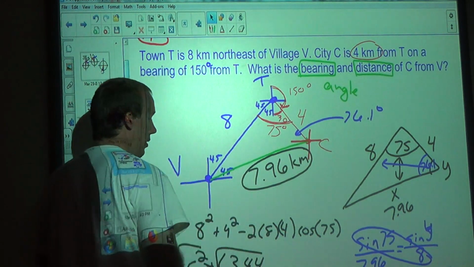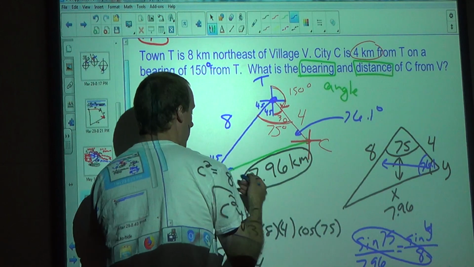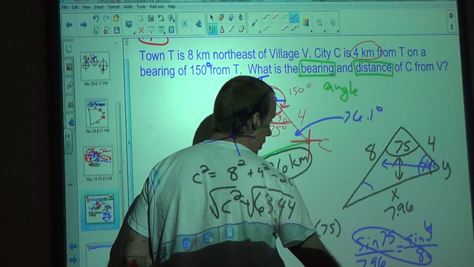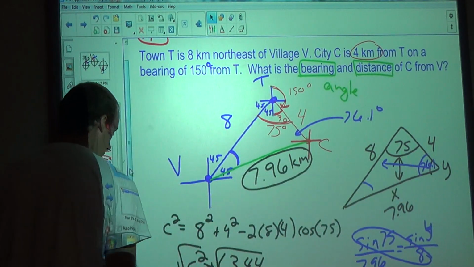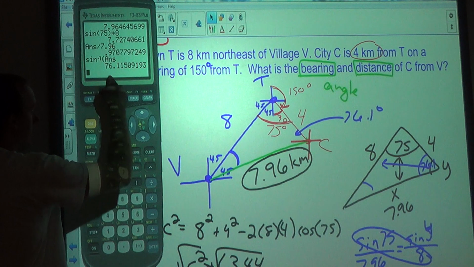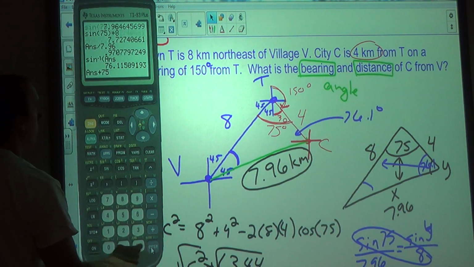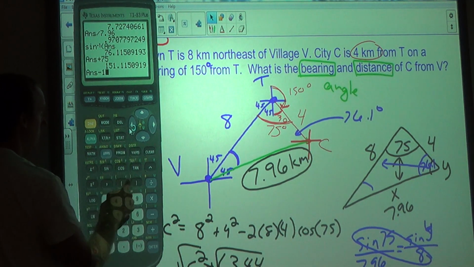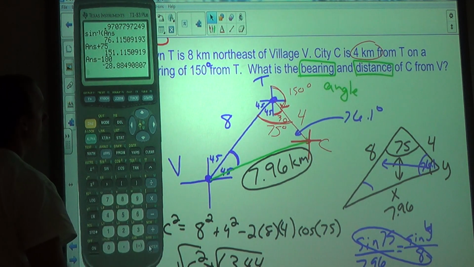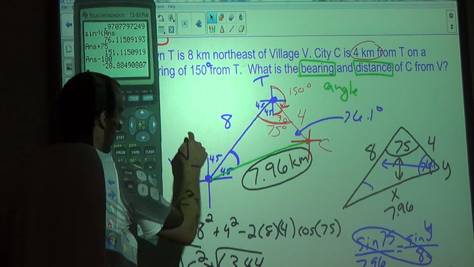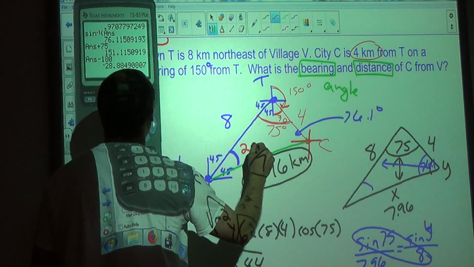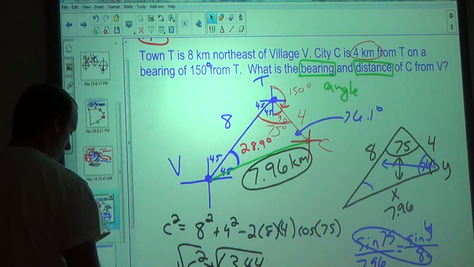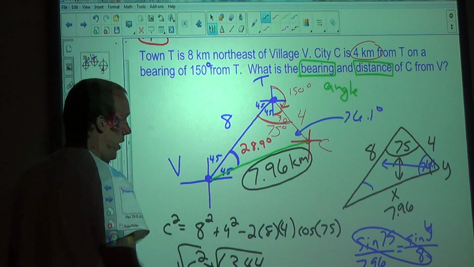Ooh, I did it wrong. That's alright. Okay, if I'm going from V, I actually need to know this angle. That's alright, we can find that. How do you find this missing angle if I know two of the angles? Okay, you add them up and subtract from 180. So I take this number plus 75 and get 151, and then I subtract that from 180. Okay, and I get 28.9, we'll say. So this angle is actually 28.9 degrees.